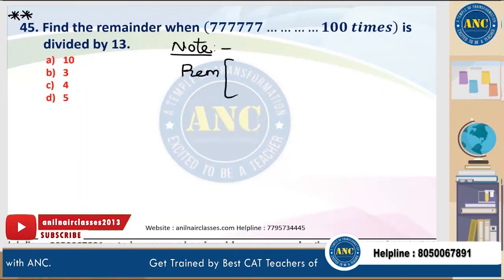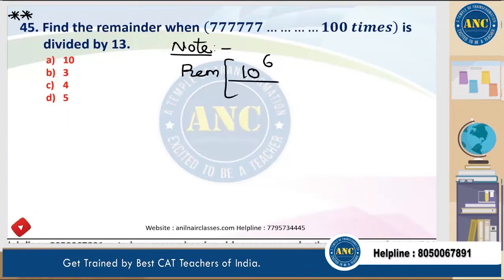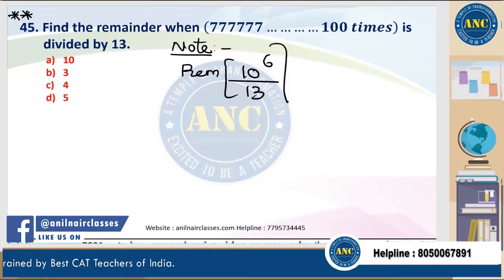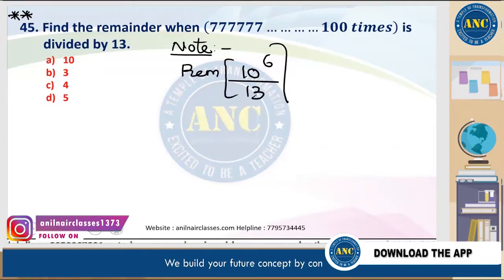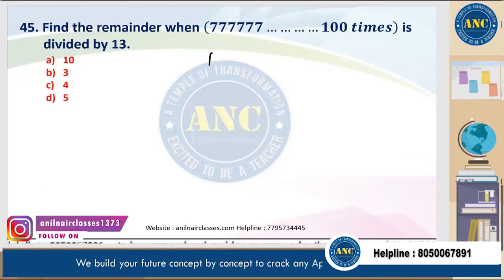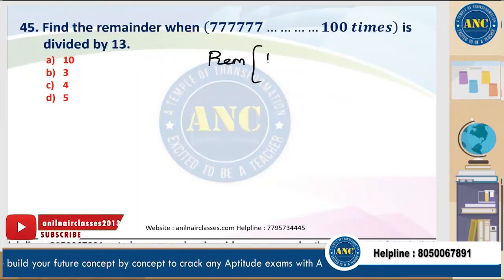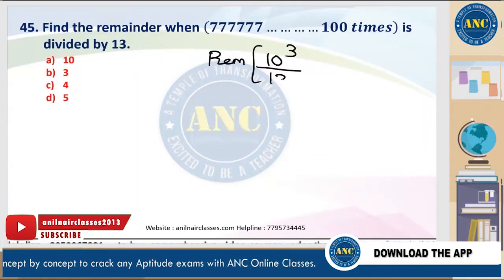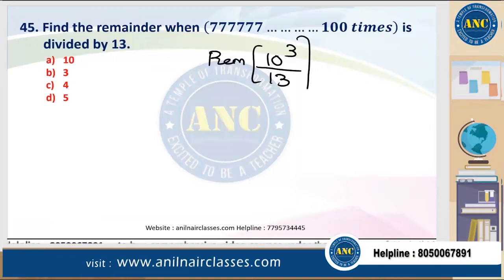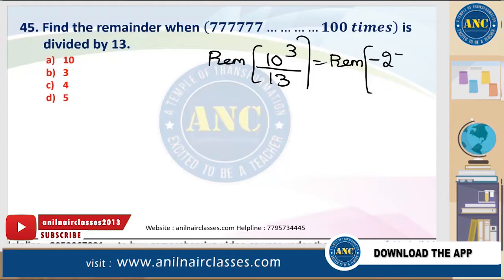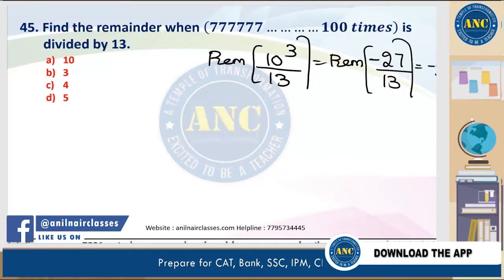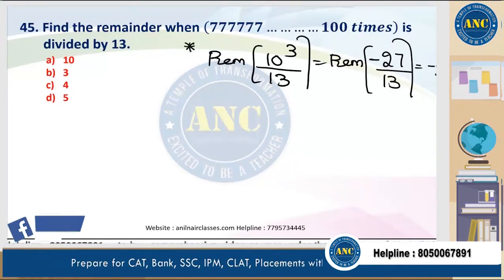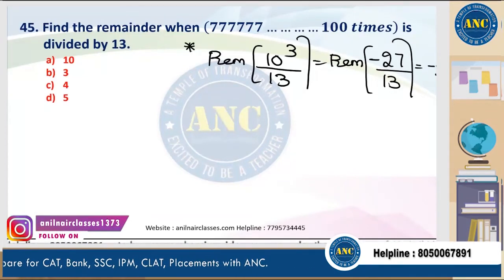Remainder when 10 power 6 is divided by 13. Let us see what is happening. Or 10 power 3 we will take. 10 power 3 divided by 13: 13 ones are 13, minus 3. Minus 3 cube is minus 27. 13 twos are 26, minus 1. So 10 power 3 divided by 13 gives remainder minus 1.